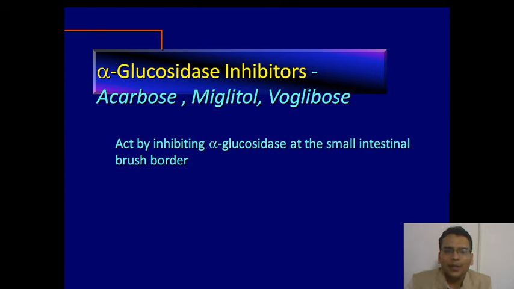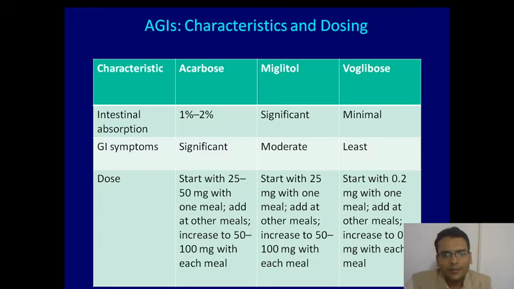These act by inhibiting alpha glucosidase at the small intestine brush border. Obviously these agents act locally, so intestinal absorption is minimal with acarbose and voglibose. However, it is significant with miglitol. In clinical practice, we most commonly use acarbose or voglibose, which we give with the first bite of the meal in order to delay the carbohydrate absorption. So you start with one meal and then you add it at other meals. Generally, you start with the meal which is causing the highest postprandial glycemic excursion.